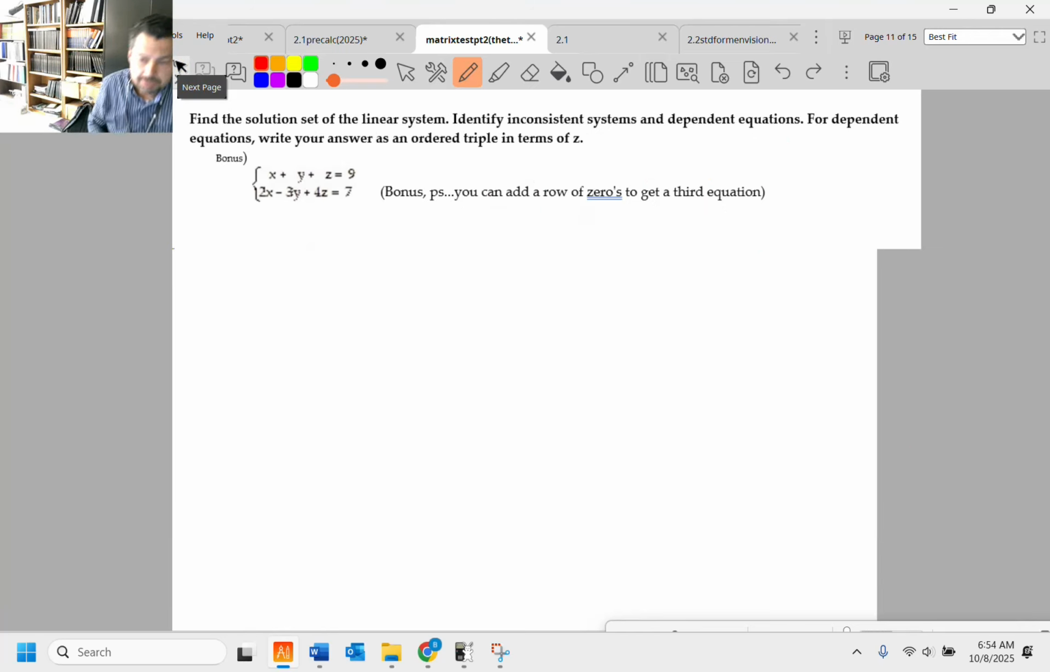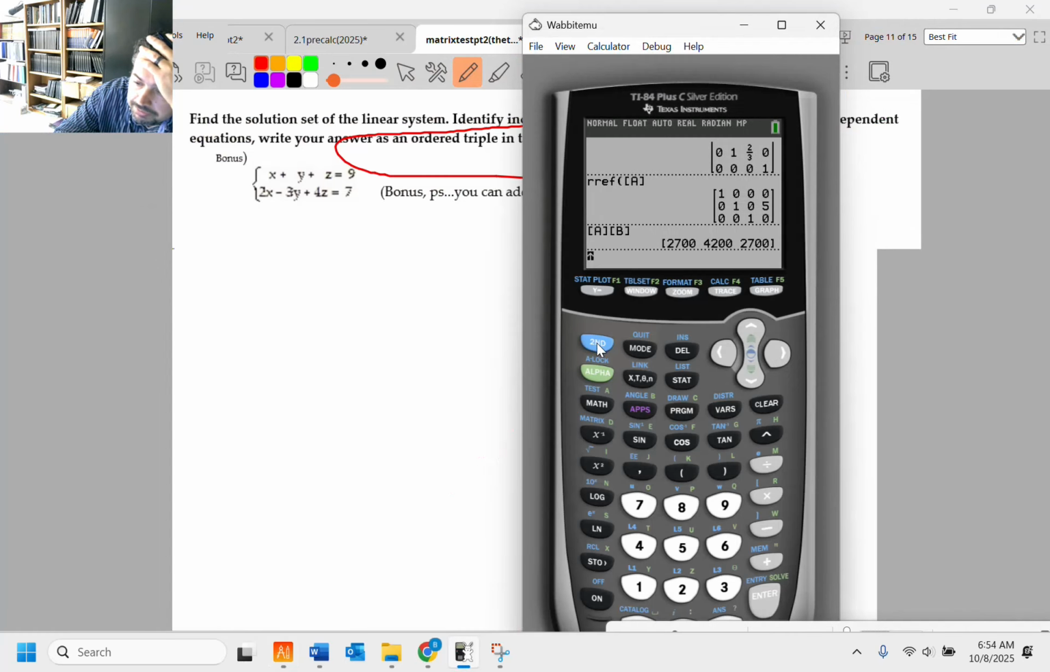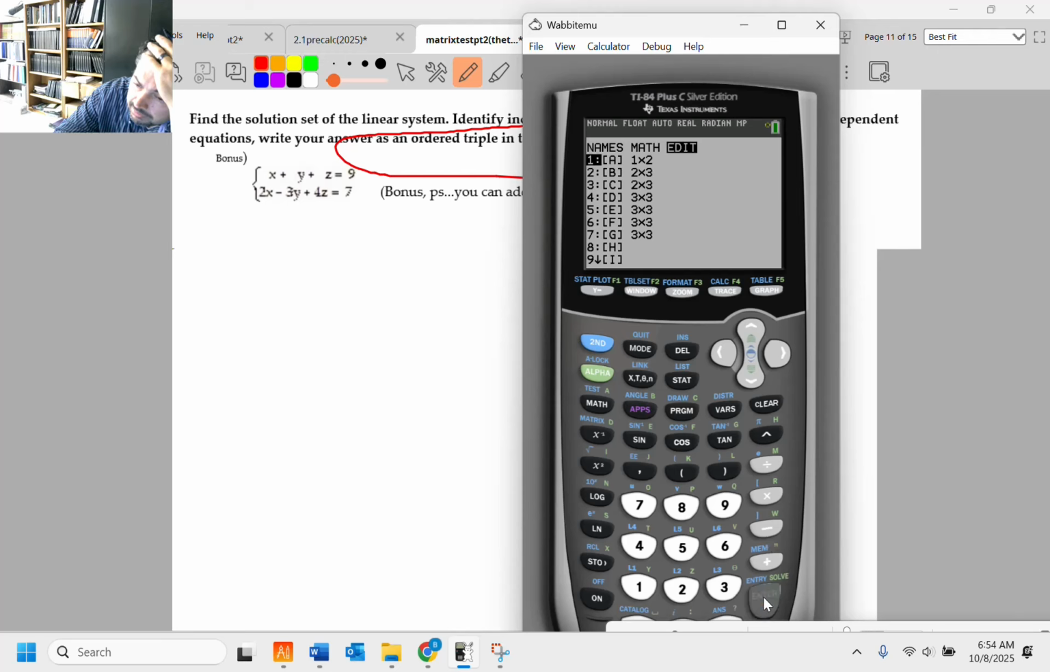I made this one a bonus, but you had to actually interpret it. It legit says write your answer as an ordered triple in terms of Z. And when you write the augmented matrix, you're going to have to put in a third row of zeros. I think. Seems like you do. Yeah, you do. Anyways, we're going to make it a 3 by 4.